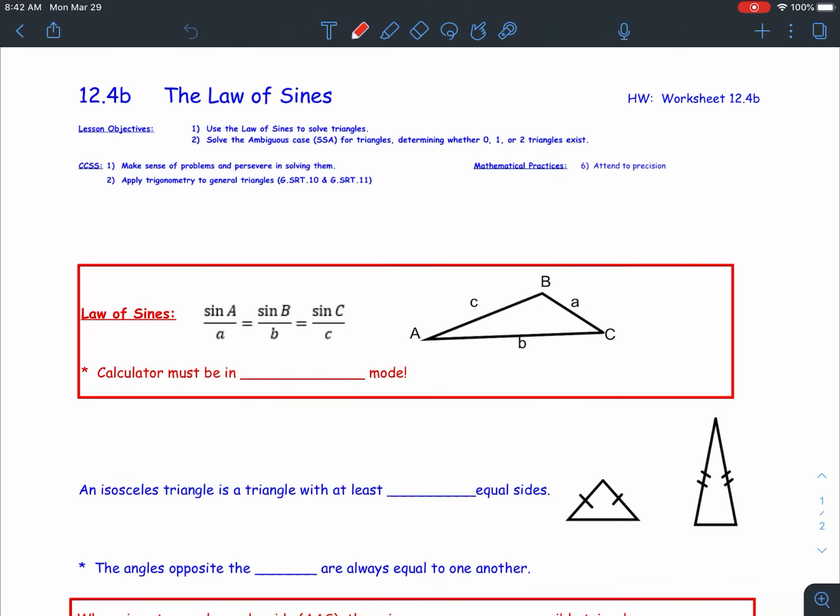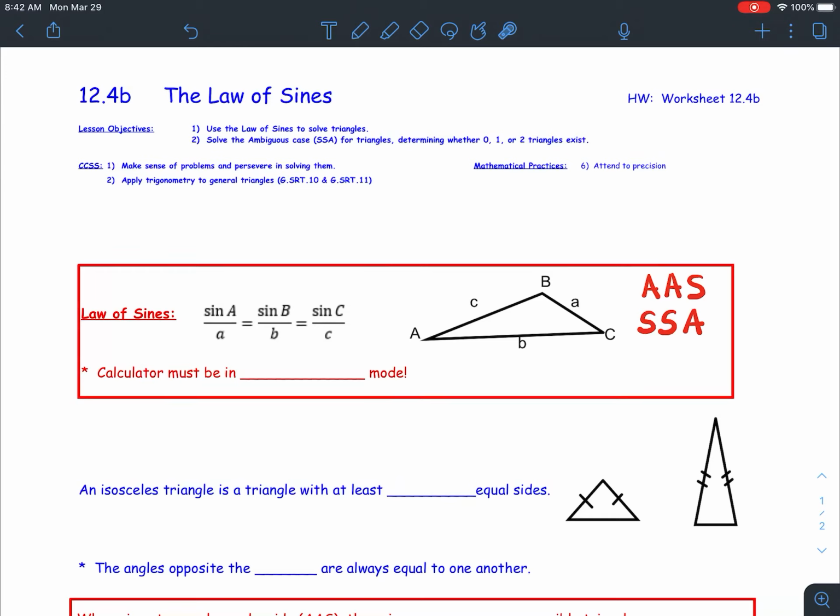Okay, this is the second lesson on the law of sines. We had learned in the previous lesson about how the law of sines can be used to help us solve for triangles that are not right triangles. Specifically, the law of sines is most beneficial when the information that you're given are two angles and a side that's not included in between the two angles, or if you're given two sides and an angle not included in between those two sides.